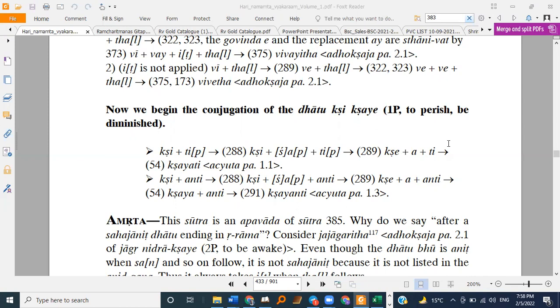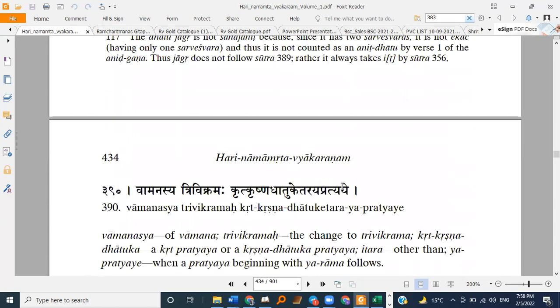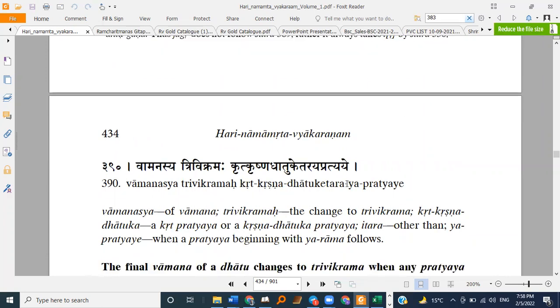Shav krishna dhatuke, dhaturantasya govindaha, pratyayi ai, kshayati. Kshi yukt anti, shav krishna dhatuke, dhaturantasya govindaha, pratyayi and ai, and then vidlik, arama by arama hara ayora, vishva padanti. So we delete it and we get kshayanti. Like that, kshayati, kshayata, kshayanti, kshayasi, kshayata, kshayata, ityadi.